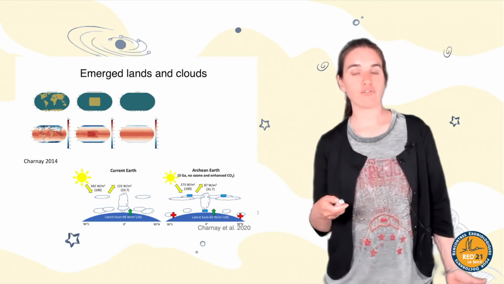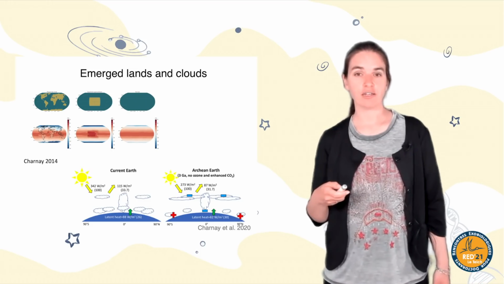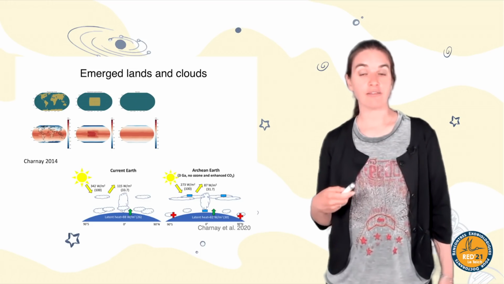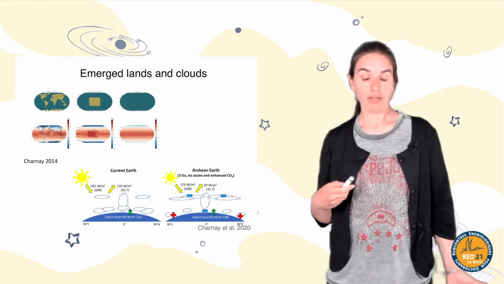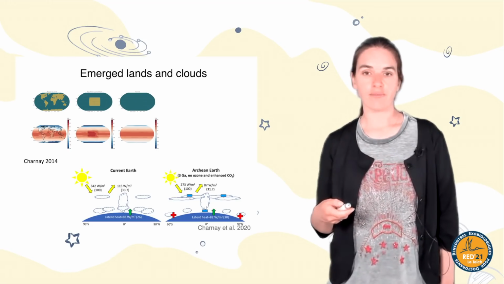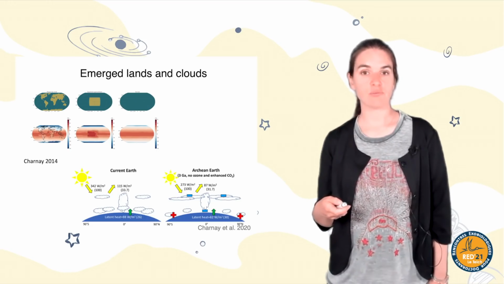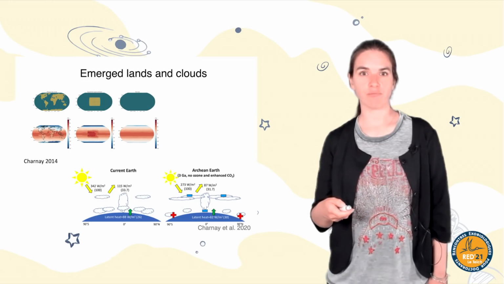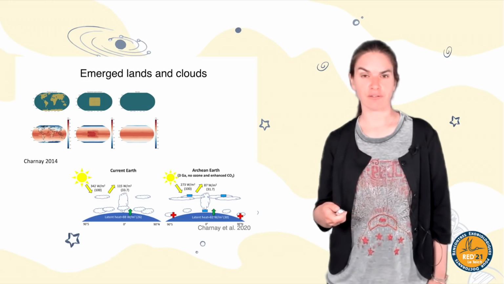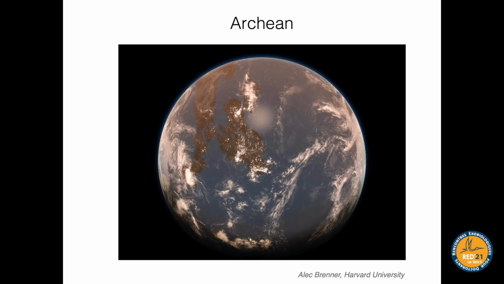So we can solve the Sun paradox by a greenhouse effect, and now this greenhouse effect does not need to be as strong as previously hypothesized. So the image we have from the Archean should look like this. This is an artistic view.